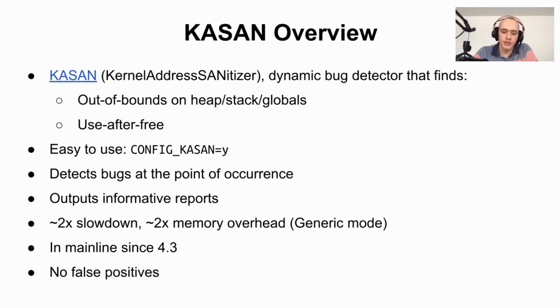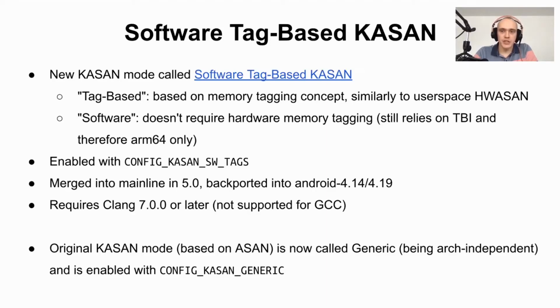When it detects a memory corruption, it's going to print a report like: this address was involved, this object was involved, here's the call trace, here is where the object was allocated, here's when the object was freed in case it's a use after free, and all information like that. It actually has a very moderate slowdown and memory overhead, so you can use it for testing, no problem. With software tag-based KASAN, we just added another mode to KASAN that is based on hardware-assisted address sanitizer. The original mode that is now called generic is based on user space ASAN, and the tag-based KASAN is based on user space HWASAN.